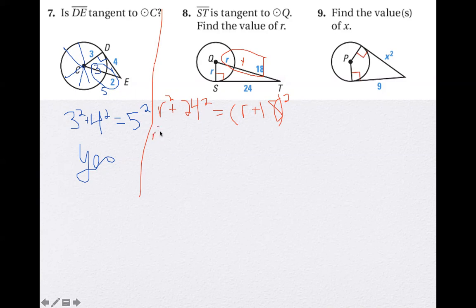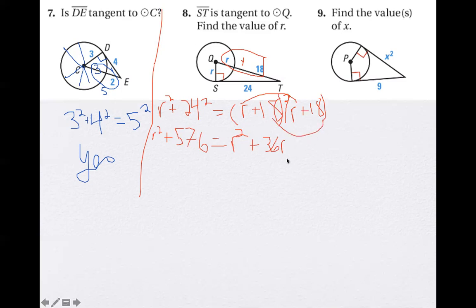Okay, now I'm going to clean it up. R squared plus, so 24 squared is 576. And then I'm going to go ahead and FOIL R plus 18. So I just like to rewrite R plus 18, and then I simply FOIL it. R times R is R squared. And then R times 18 is 18R. That's going to happen twice, so 18 plus 18 is 36R. That's a shortcut if you want to do that. Otherwise, you write 18R plus 18R. It doesn't matter. And then 18 times 18 is 324.